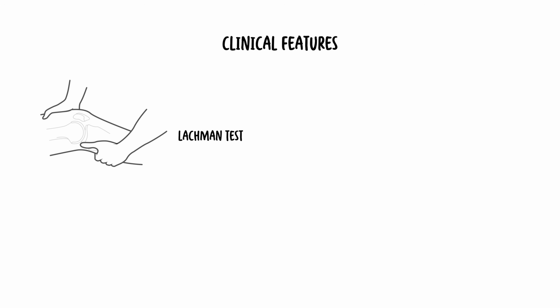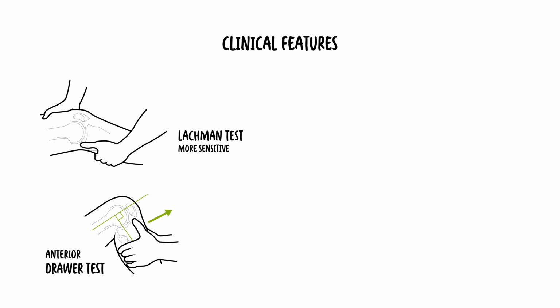On examination, the most useful bedside test is the Lachman test, which is generally more sensitive than the anterior drawer test in the acute setting. In the Lachman test, the patient lies supine with the knee flexed to about 20 to 30 degrees, while the examiner stabilizes the femur with one hand and pulls the tibia forward with the other. Excessive anterior translation of the tibia, or a soft end point, compared with the other knee suggests an ACL tear.